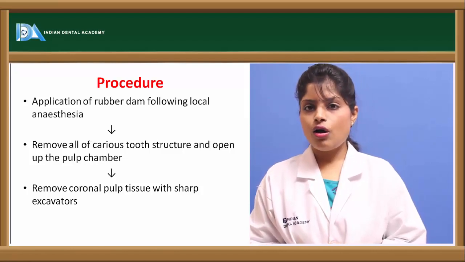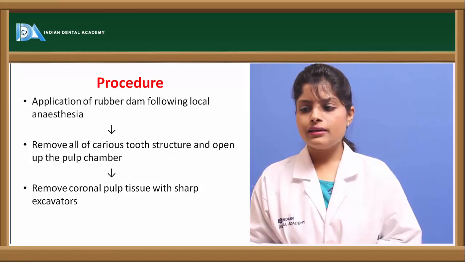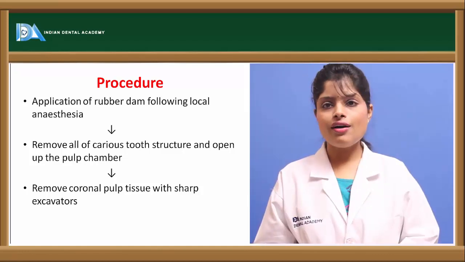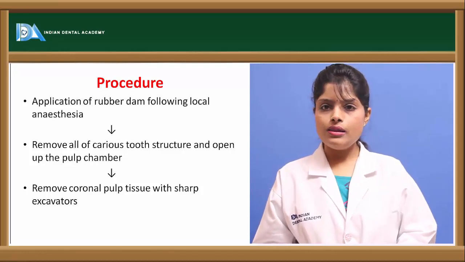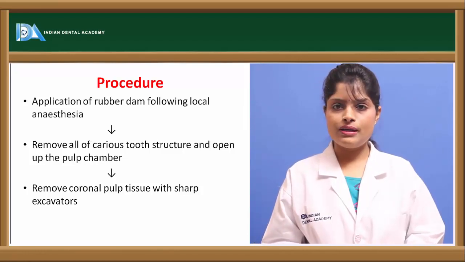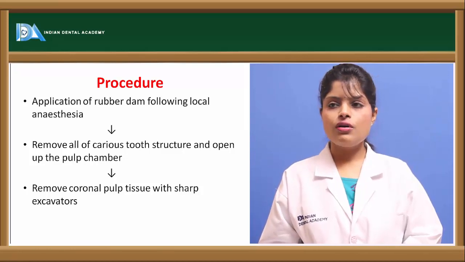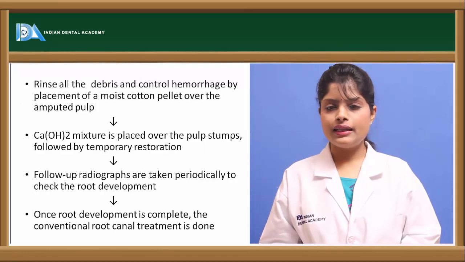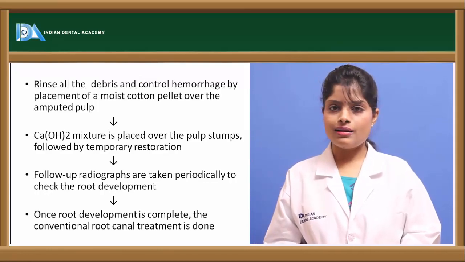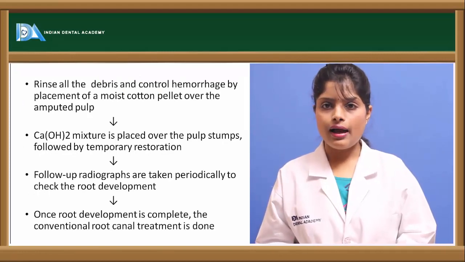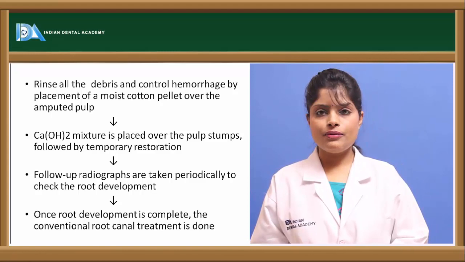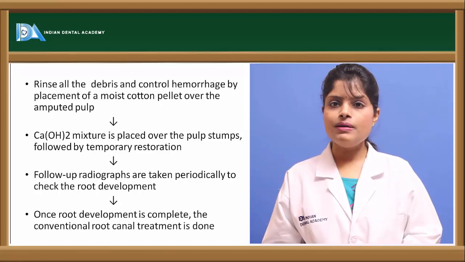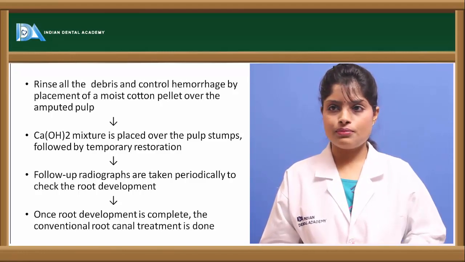After removing the coronal pulp, the debris of the pulp should be removed. So after opening of the pulpal chamber, all the debris and pulpal tags are removed by means of a sharp spoon excavator or a slow speed bur. Then all the debris is rinsed by means of an irrigating solution and the hemorrhage is controlled by means of a moist cotton pellet placed over the amputated pulp stumps.